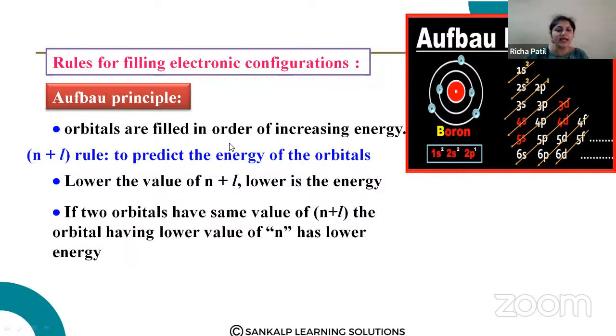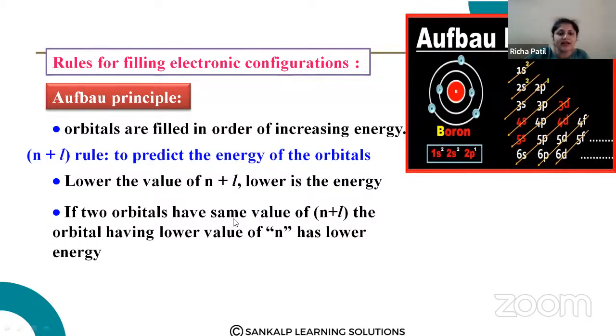Then what is the n plus l rule? The energy of an orbital depends upon the sum of the values of the principal quantum number n and the azimuthal quantum number l. It depends upon the sum of these two. Why is this rule used? This rule is used to predict the energy of the orbitals. The lower the value of n plus l, the lower is the energy. If the value of n plus l is less, then the energy is also less.